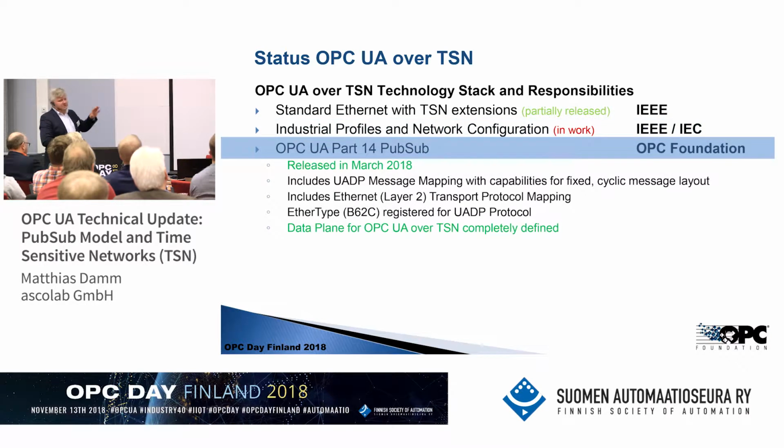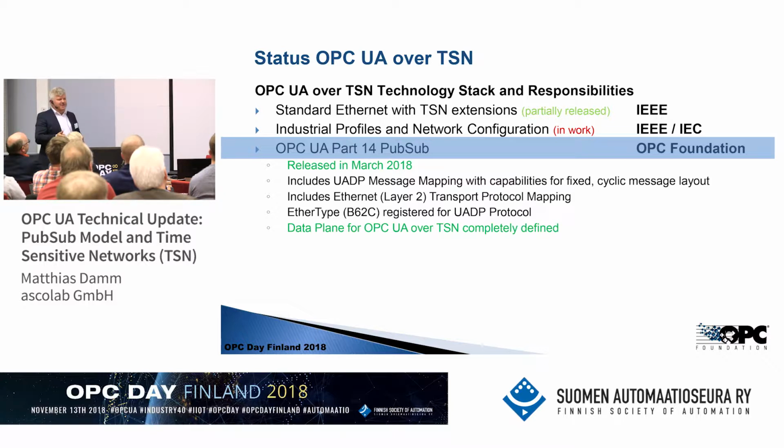Then on top, one of the protocols and real-time services that is used on this TSN network will be OPC UA PubSub, especially the Ethernet binding. And this is released since March 2018. So this is finished. So in theory, you can already use OPC UA over TSN.